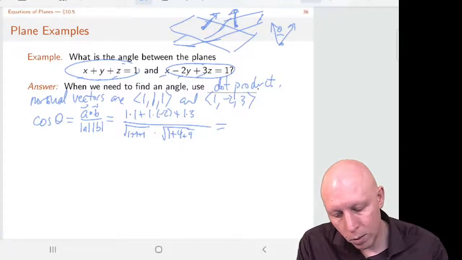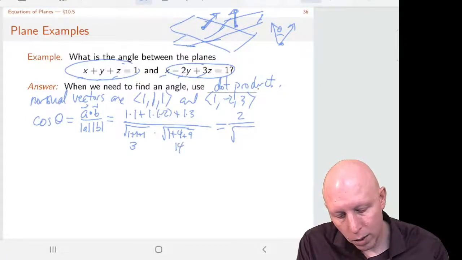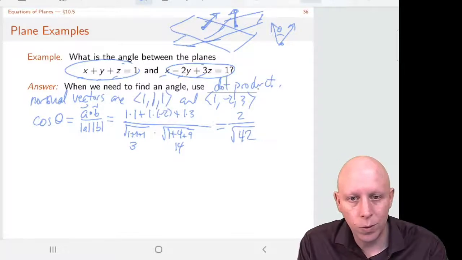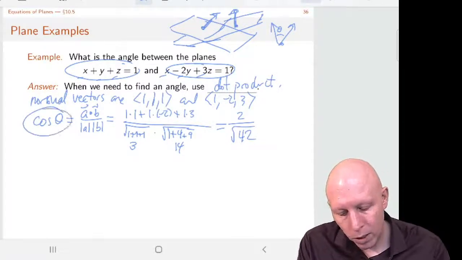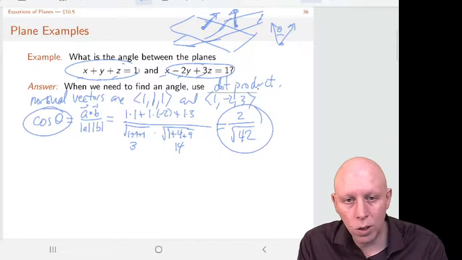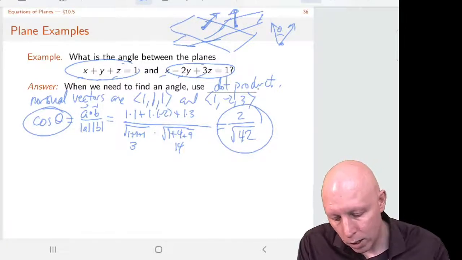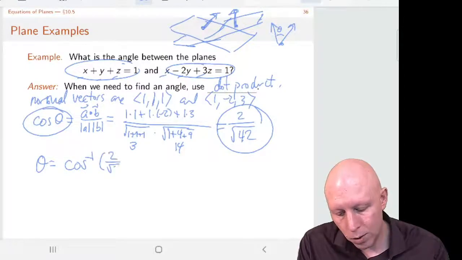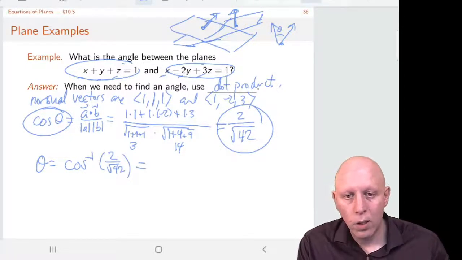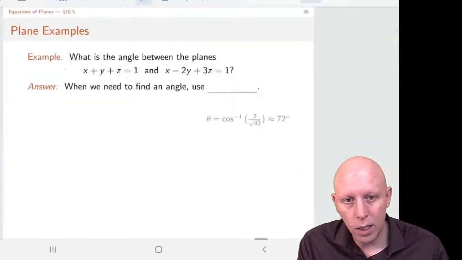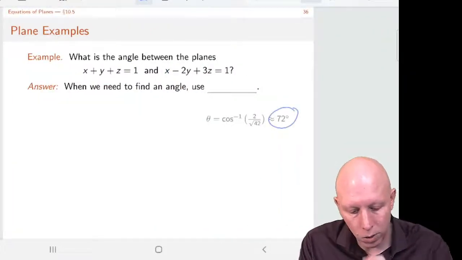So that gives us 1 minus 2 is negative 1 plus 3, so that's 2, divided by square root of 3, and 1 plus 4 plus 9 is 14. 3 times 14 is 42. So cosine of theta is equal to 2 over square root of 42. And so theta is equal to the inverse cosine of 2 over square root of 42, which I have on the next slide is about 72 degrees.